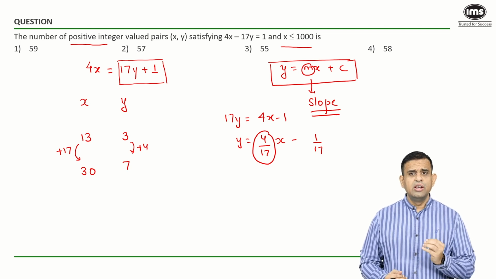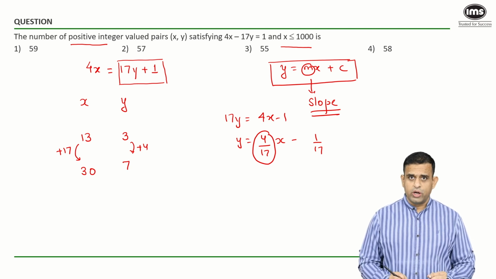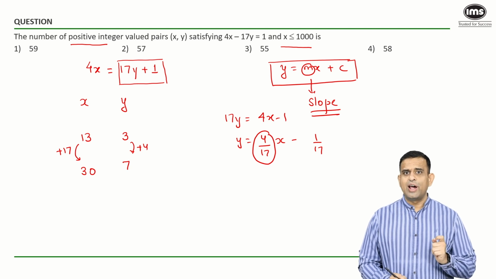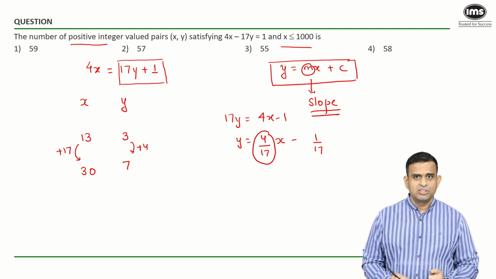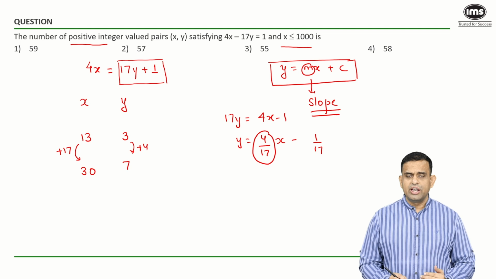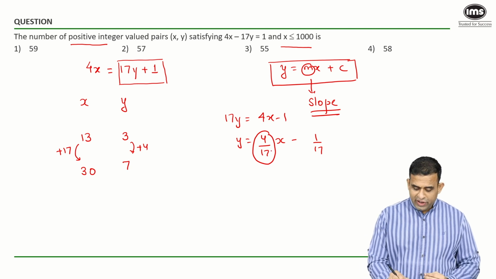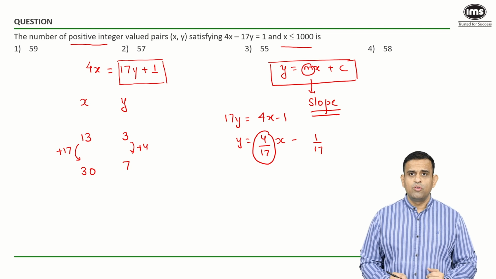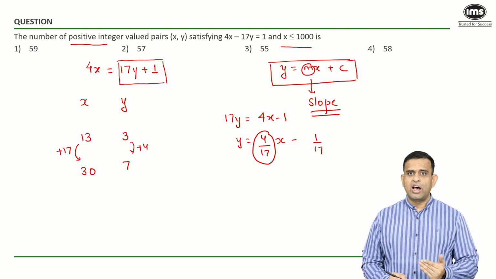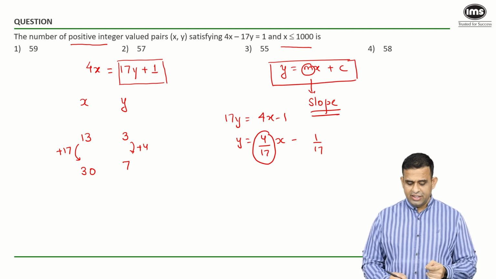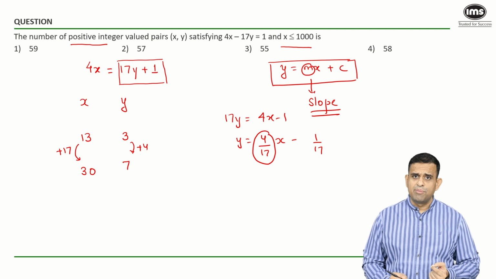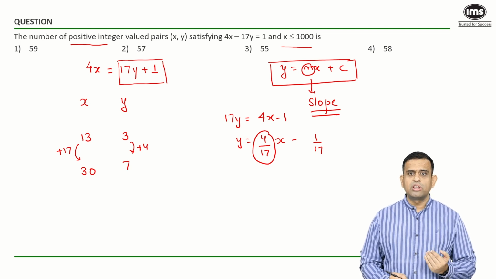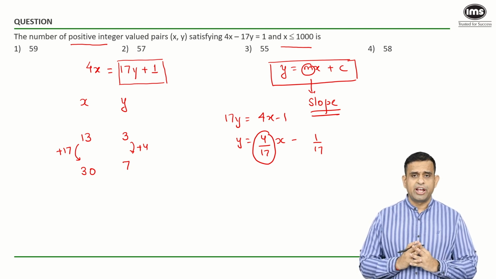This basically means if I increase the value of x by 1 unit, in that particular case the value of y will go up by 4 upon 17 units. Or one can say, if you increase the value of x by 17, in that case the value of y will increase by 4. Or we can say, if the value of x is reduced by 17, in that particular case the value of y will come down by 4. So both are basically going in the same direction.